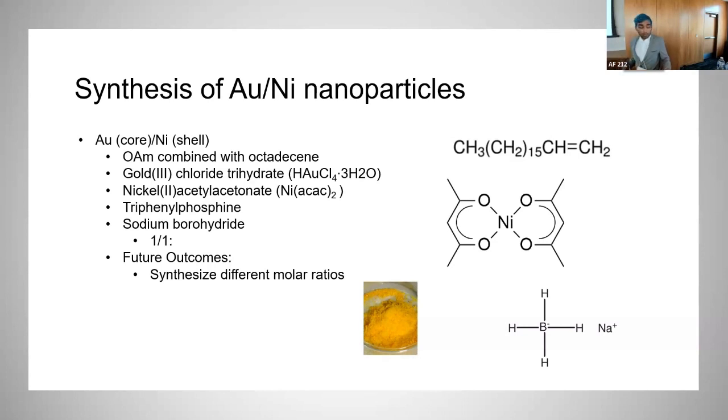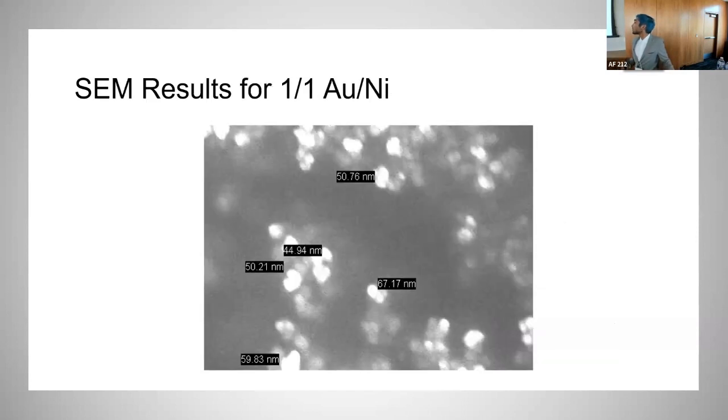In the future, we're planning to synthesize different molar ratios, although we only did 1:1. On first synthesis, these particles were actually quite large, which has to do with the amount of nickel acetylacetonate and gold used. And in the future, I want to vary the different amounts of gold and nickel to establish a better basis on the size of these nanoparticles.